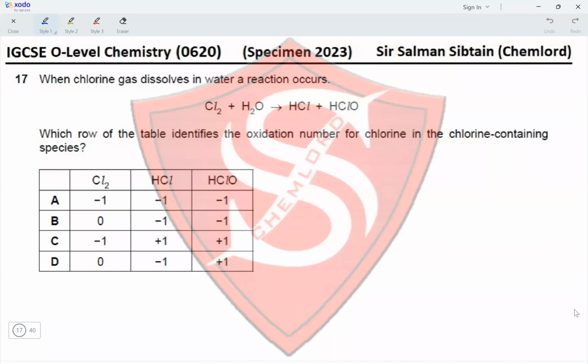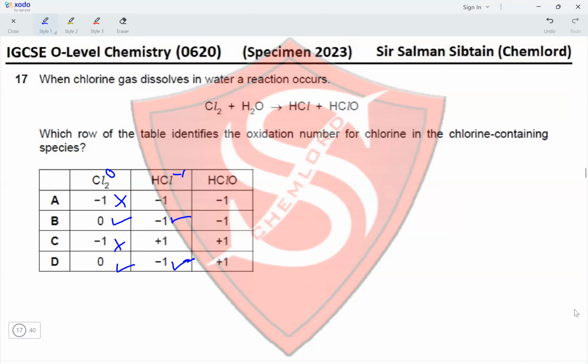Question 17. When chlorine gas dissolves in water, a reaction occurs. Which row of the table identifies the oxidation number of chlorine in the chlorine containing species? Since Cl2 is an element, the oxidation state of chlorine would be 0. This eliminates options A and C. In HCl, H would have a positive charge on it and chlorine would have a -1 charge on it. So both B and D have -1 stated.